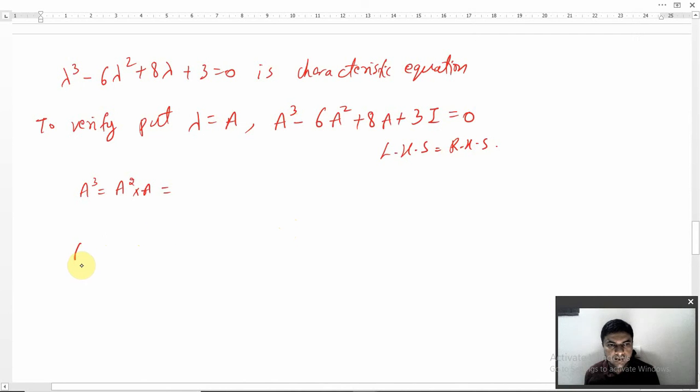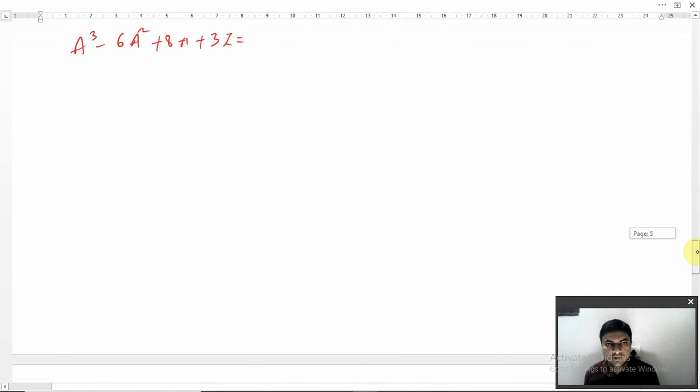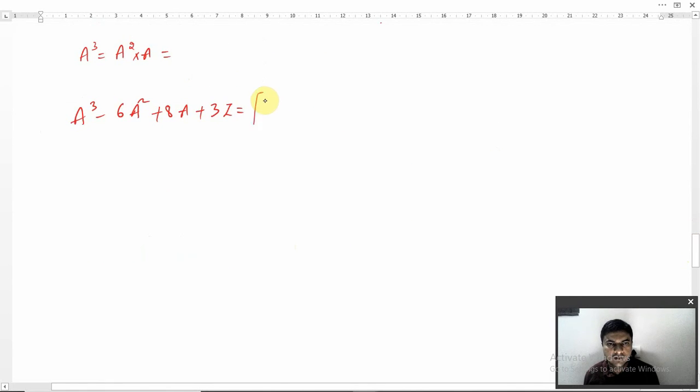Equal to, that is a cube minus 6a square plus 8a plus 3I is equal to, students. Directly you put the values in this. So a cube we have just now calculated. Just put here 29 minus 28, 38 minus 22, 23 minus 28, 22 minus 22 and 29. So this is the value we get.